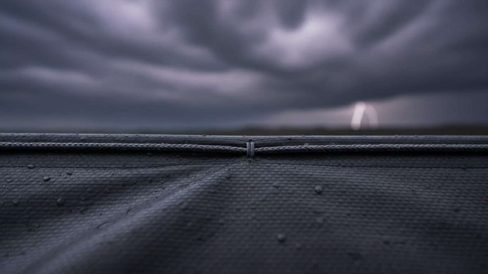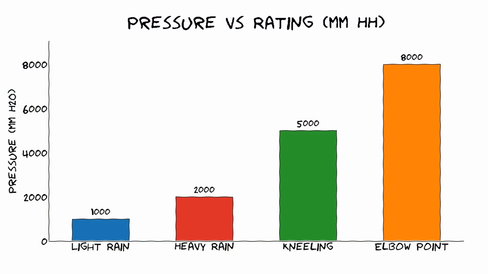High-end tarps utilize catenary curves, curved cuts in the ridgeline and edges. This ensures that tension applied at the corners distributes evenly across the entire fabric plane, preventing the flapping that eventually fatigues the waterproof coating. Speaking of coatings, waterproof is a marketing term. Hydrostatic Head, HH, is the engineering reality.